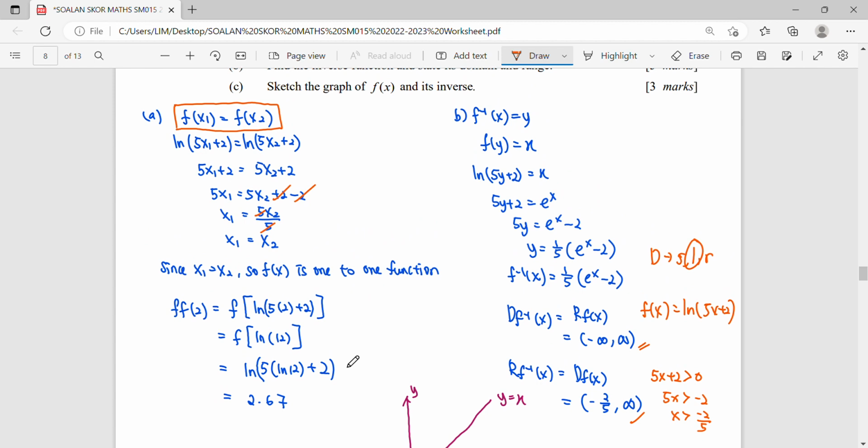Then we proceed to part C, which is sketching the function and its inverse function. Most of the students cannot sketch correctly because the first function f(x) is already wrong, so the inverse function also gets wrong. Alright, so look at the function f(x).